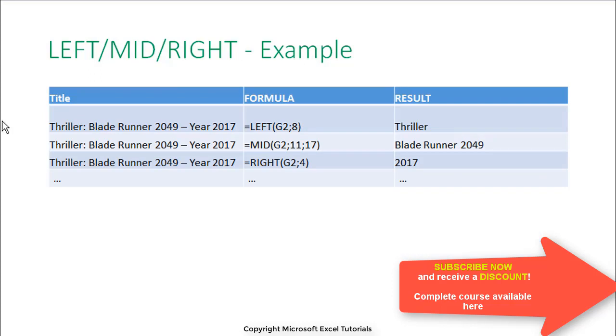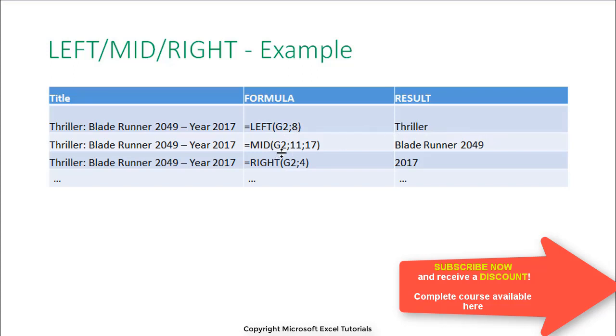This is an example of the left, mid, and right formula within Excel. Suppose that I have a movie title which contains a category, movie title, and the year of the movie. Suppose I want to extract the first 8 characters of that movie title, and I can use the left formula to extract the first 8 characters. As a result, I get Thriller.